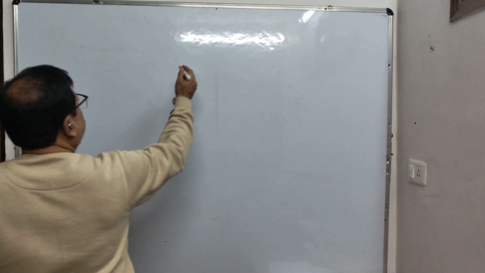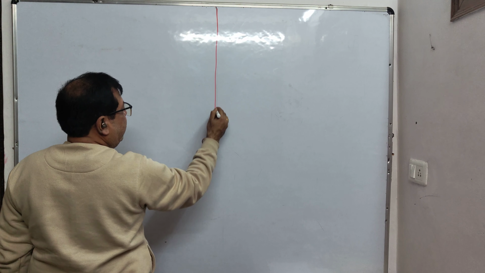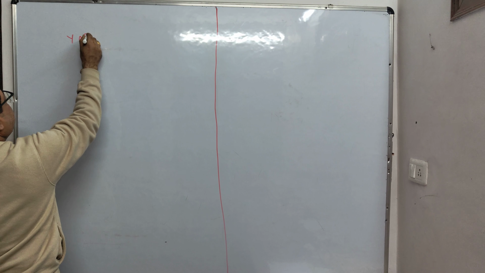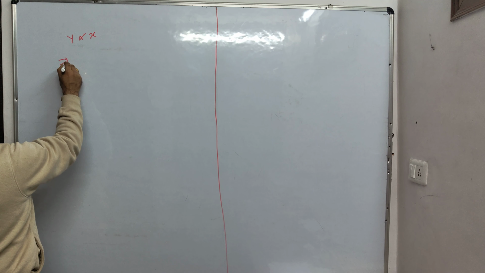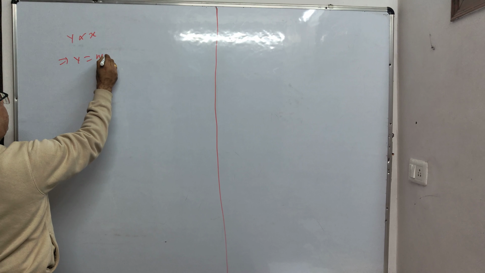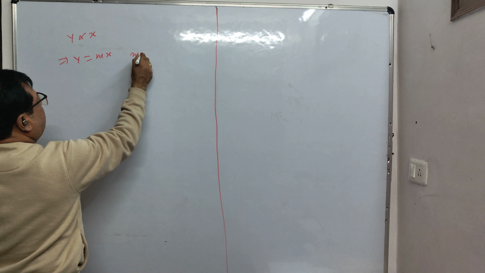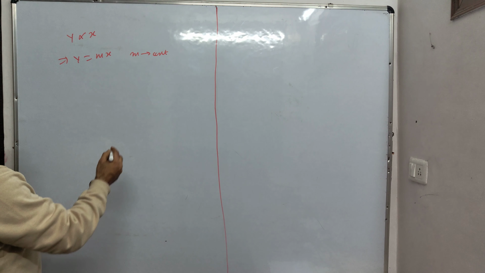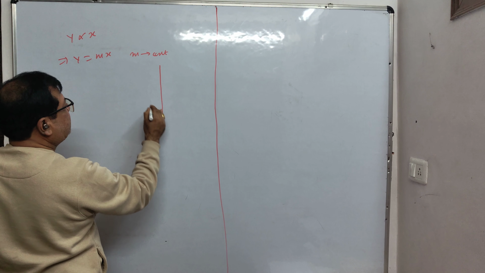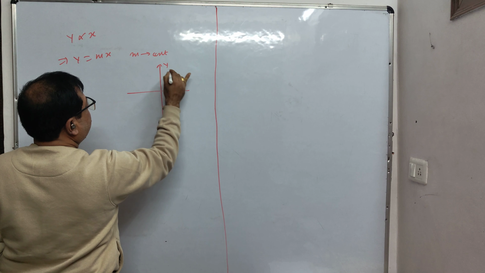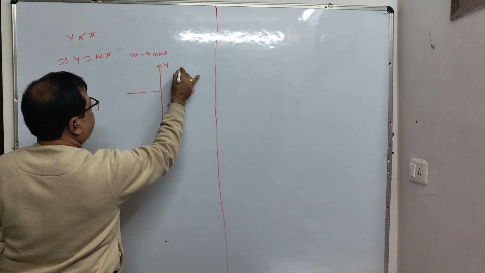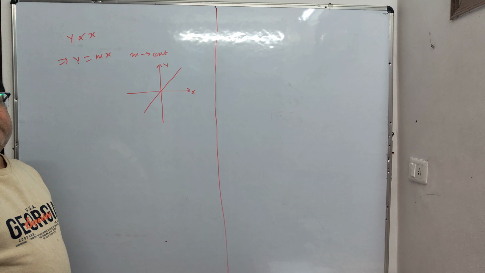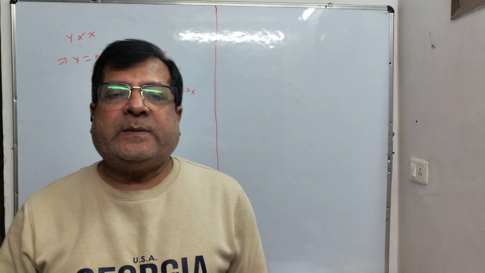So, if we say y is directly proportional to x, so y is equal to mx, where m is any constant, then it is directly proportional. Its graph must pass through the origin. So if any quantity is directly proportional, its graph must pass through the origin, and the nature of the graph must be a straight line.